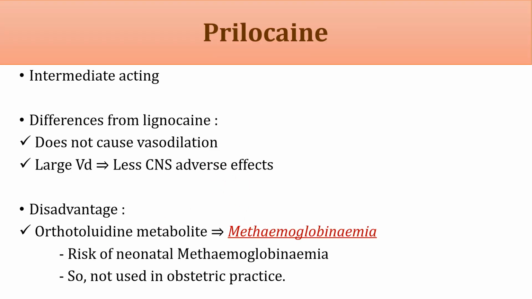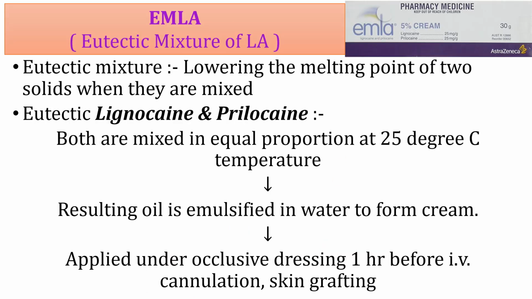Prilocaine is an intermediately acting local anesthetic substance. Differences from lignocaine are that it does not cause vasodilatation and has a large volume of distribution, so less CNS adverse effect. A disadvantage is that orthotoluidine metabolites cause methemoglobinemia. Risk of neonatal methemoglobinemia can occur, so it is not used in obstetric practice.